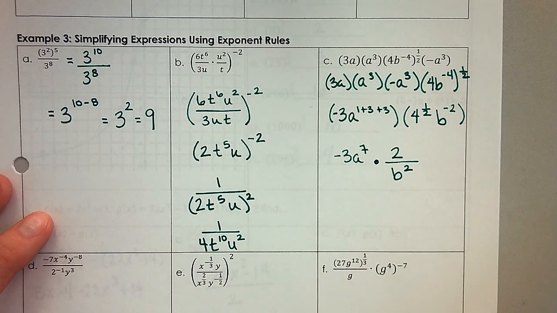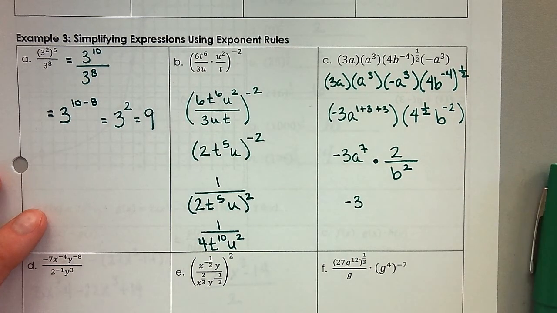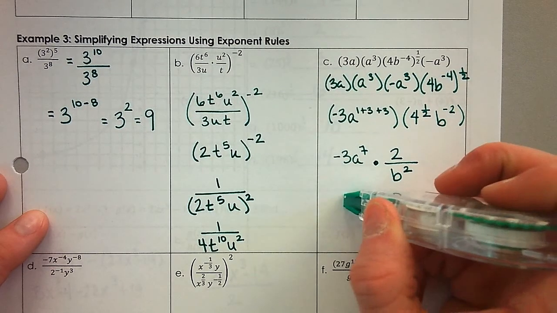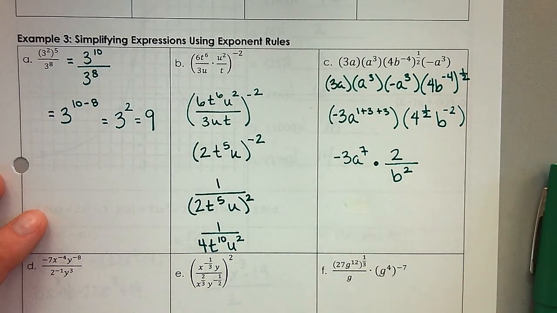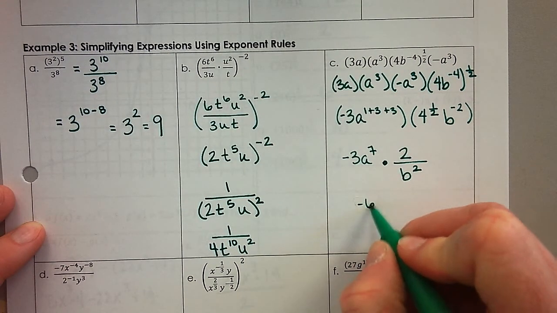Okay. Now all I have to do is multiply across. Negative 3. Oh, negative 6. My bad. Yep. You got it.